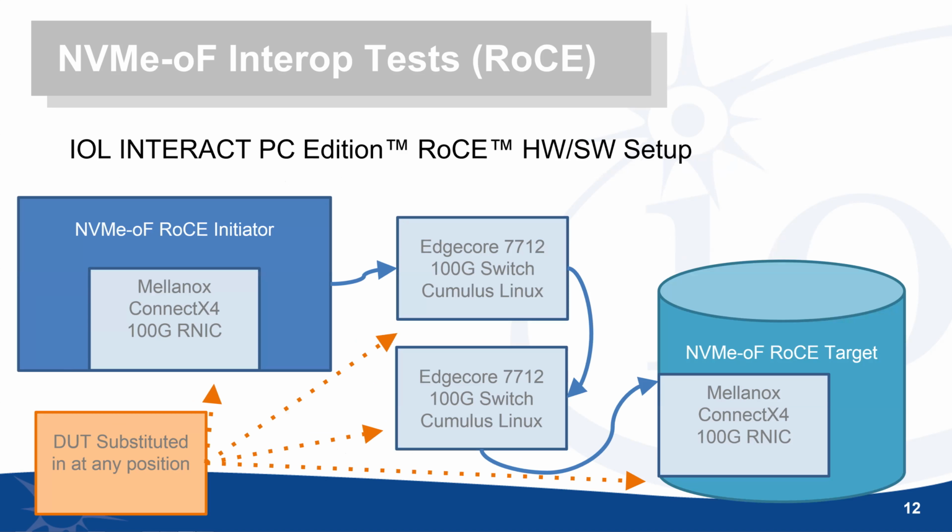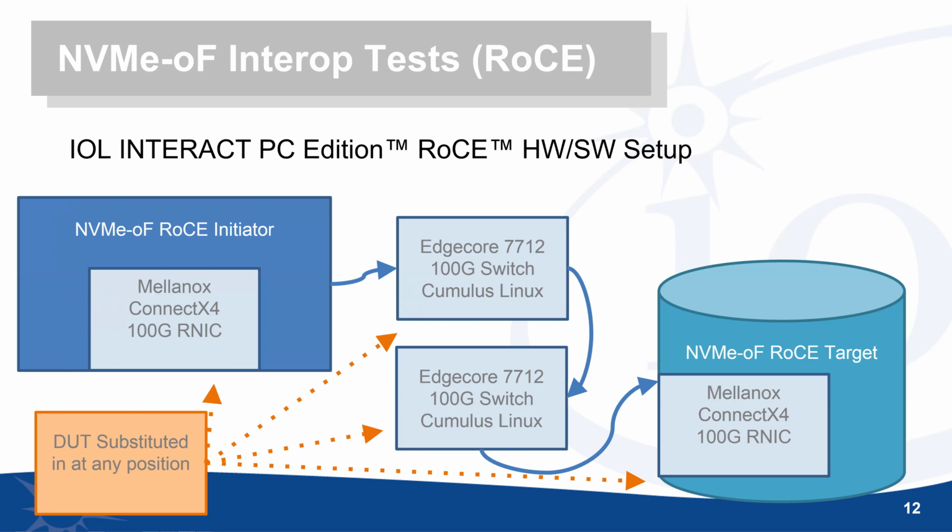This is the basic setup that we have for RoCE today in our lab. You can see the actual RoCE initiator has the Mellanox Connect 4 with edge core switches. We also have Mellanox switches that could be substituted in this particular position for the switching fabric. And then again, Mellanox Connect 4 as a target also.